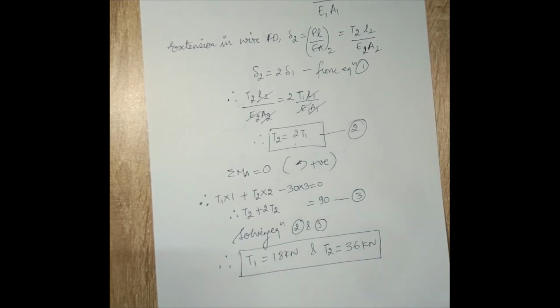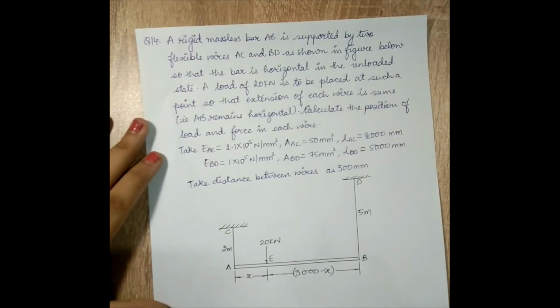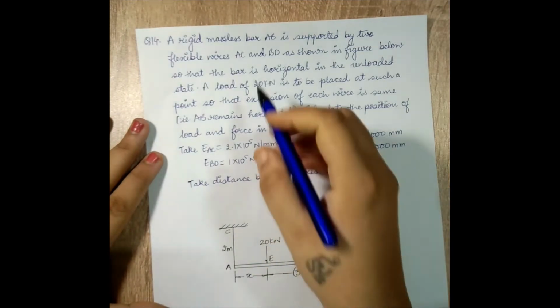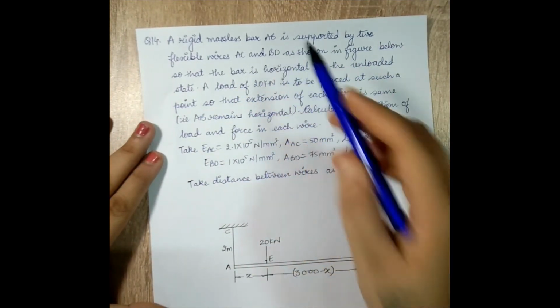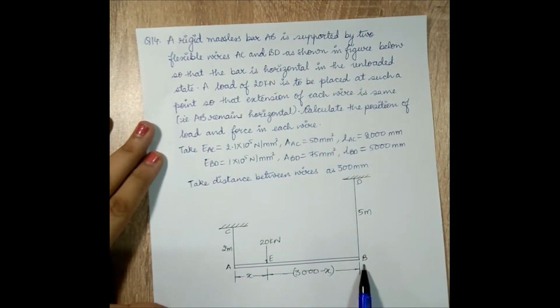So I've just written solving 2 and 3. Let's take up another problem. A rigid massless bar AB is supported by two flexible wires AC and BD. You can see this is the massless bar AB. It is supported by two flexible wires AC and BD so that the bar is horizontal in the unloaded state. So currently when there is no loading of this 20 kilonewton, as you see here, it will be horizontal.